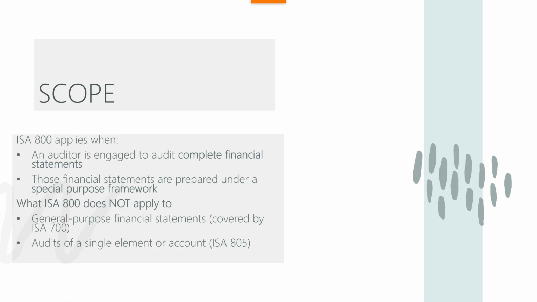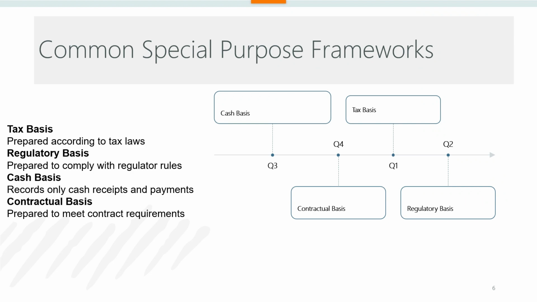Let's move forward and see common specific purpose frameworks. Examples of specific purpose frameworks include tax basis, regulatory basis, contract basis, and cash basis. You can see the definitions here, and each of these is designed to meet the needs of specific users, not the general public.